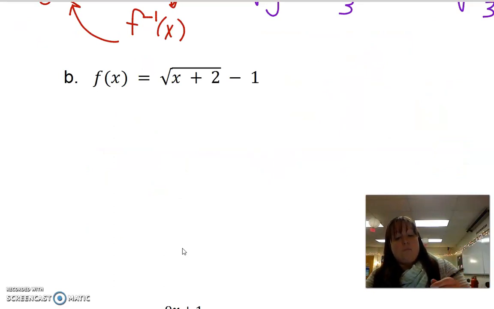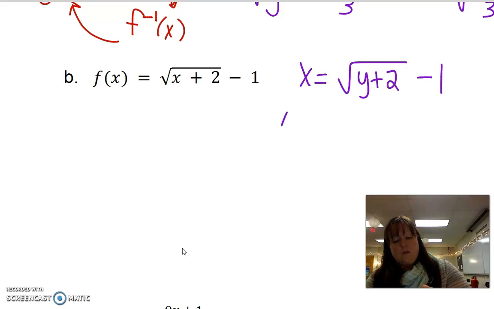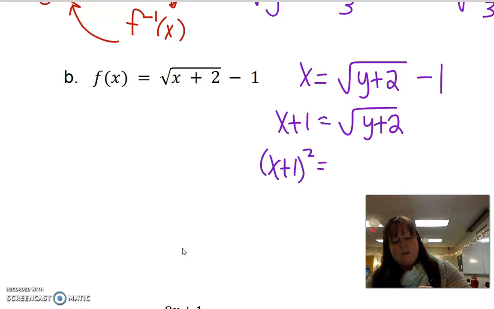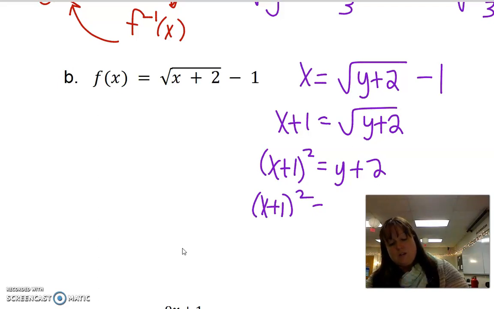So input becomes output, output becomes input, so x becomes our output, y becomes our input. So we have x plus 1 equals the square root of y plus 2. So then we square both sides, and we get x plus 1 squared equals y plus 2. And we can subtract 2 from both sides. x plus 1 squared minus 2 equals y.